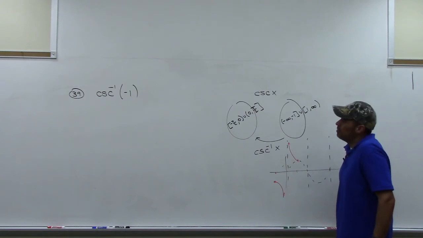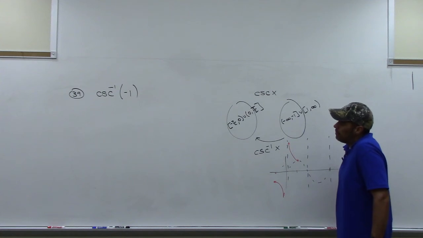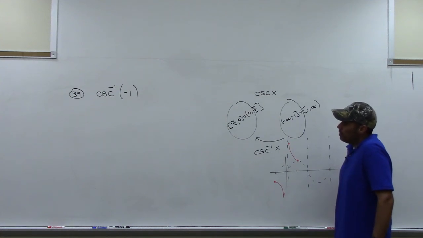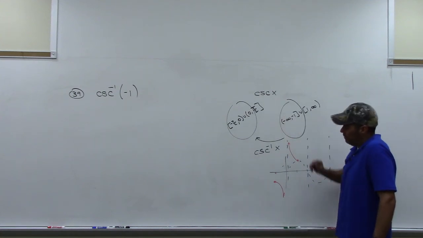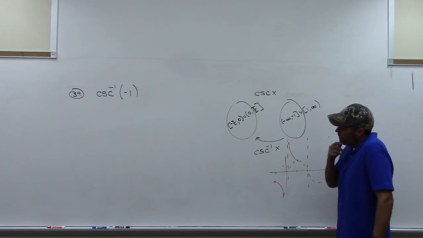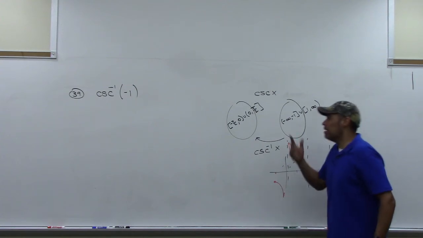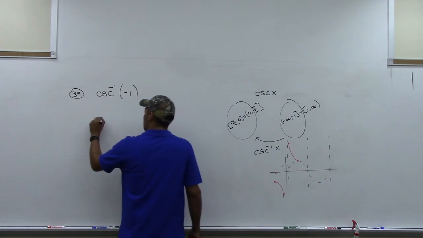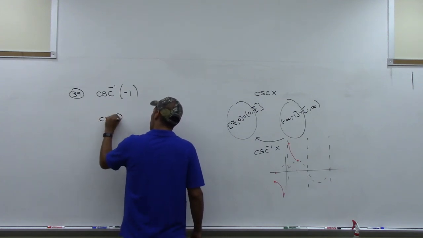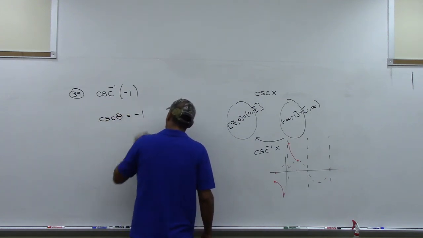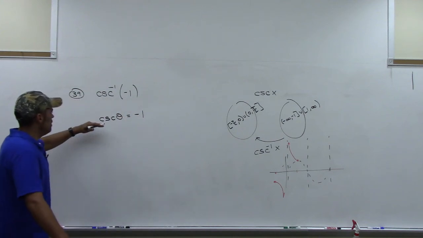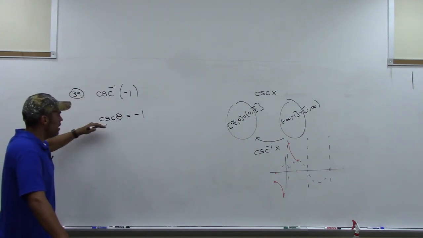Yeah, I think that's what we're going to do. We're going to say, this is saying at what angle, when you plug that angle into cosecant, do you get negative 1? And you can see it here. Let me do that. I'm going to write it this way. This is really saying cosecant of what angle is equal to negative 1. That's the way I did it in class. This is saying, what angle gives you that?